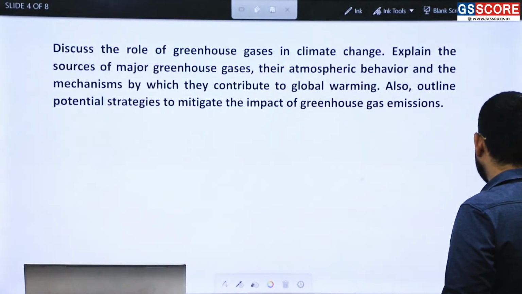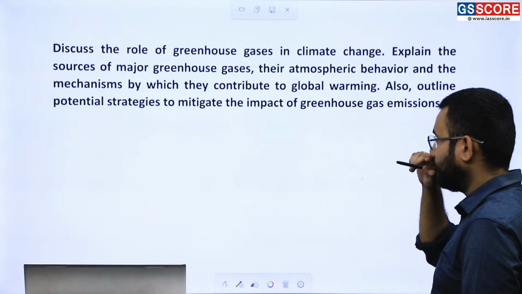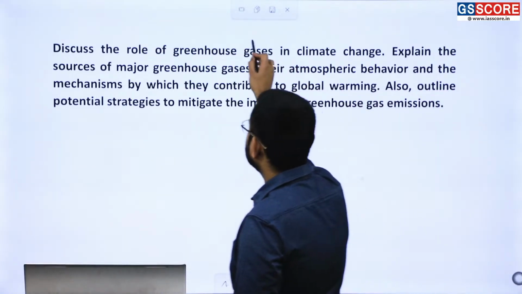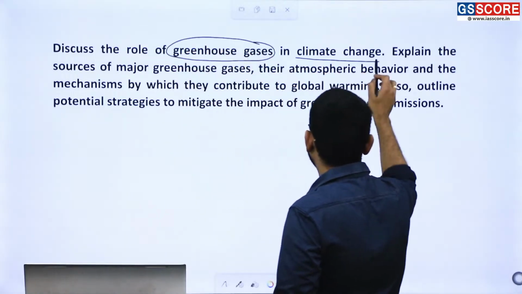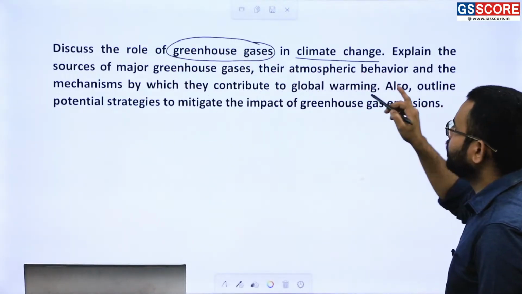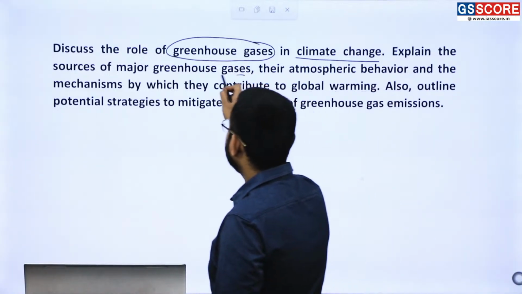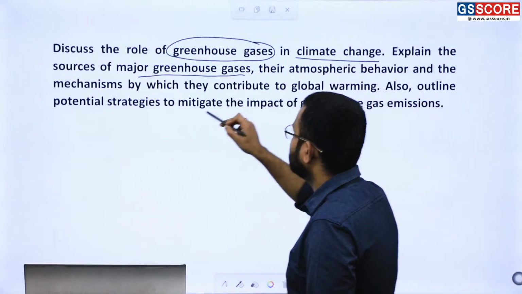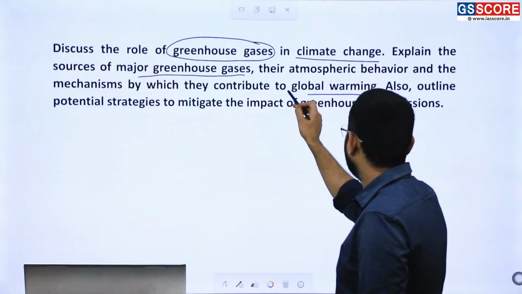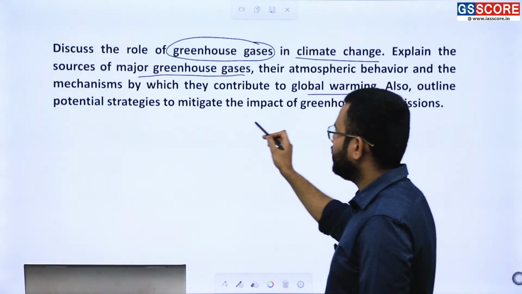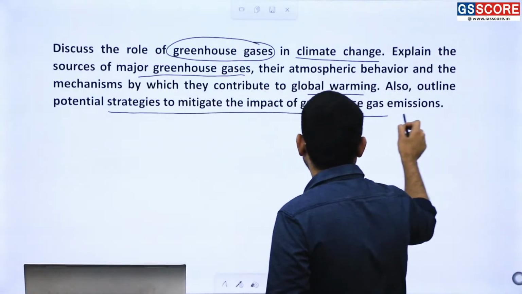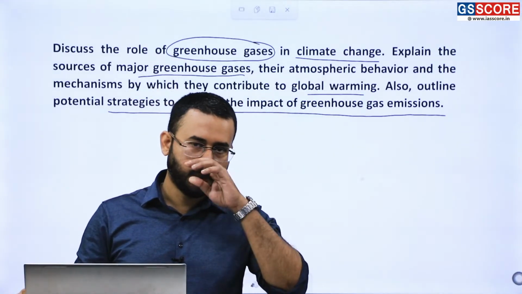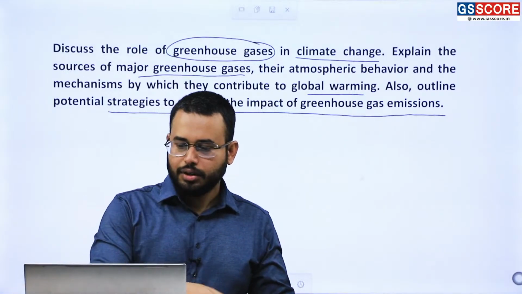Next question is related to climate change and greenhouse gases. So discuss the role of greenhouse gases in climate change. Number 1, explain the sources of major greenhouse gases, their atmospheric behavior and the mechanisms by which they contribute to global warming. Also outline potential strategies to mitigate the impact of greenhouse gases, right? So everything related to climate change and greenhouse gas they have asked here.